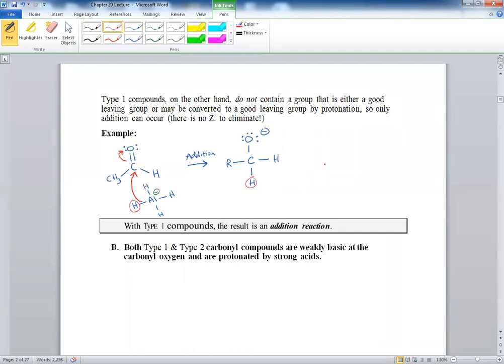So notice now that you have no leaving group. You can't just simply kick out. It's almost impossible to kick out an H or an R group. They are very basic, very unstable bases. So in this case, you have no leaving group. So then the next step would be to simply protonate, and be satisfied in a second step.